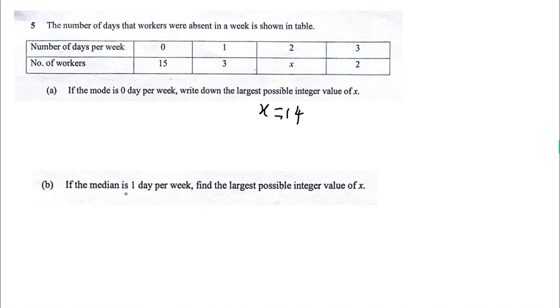Now we look at the median. They say that the median is 1 day per week. Now how many ones are there? There are actually 3 ones. So which one is the median? But we want to find the largest possible value of x. Now we know that the median is in the middle. And if the median is in the middle, then there will be equal scores on both sides.